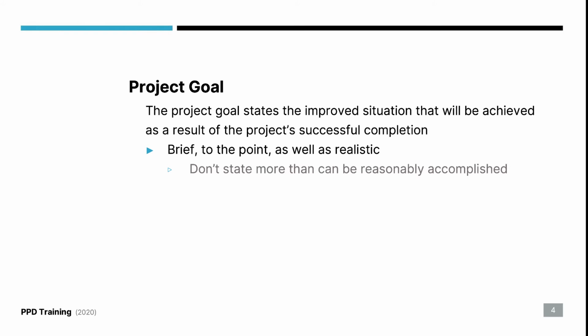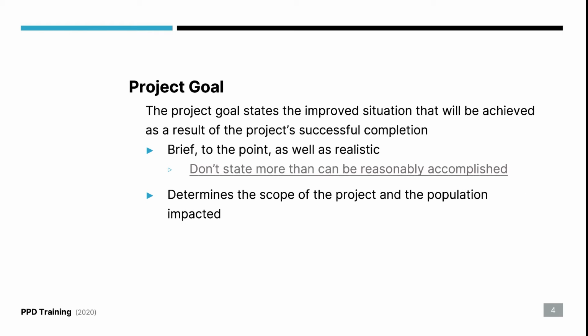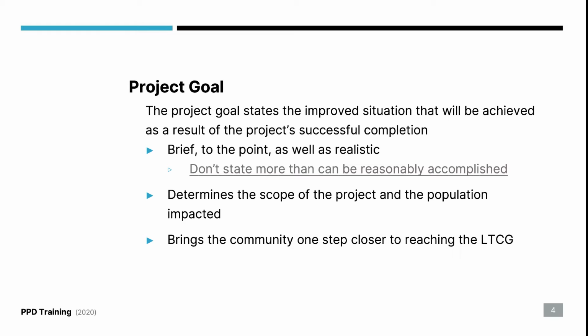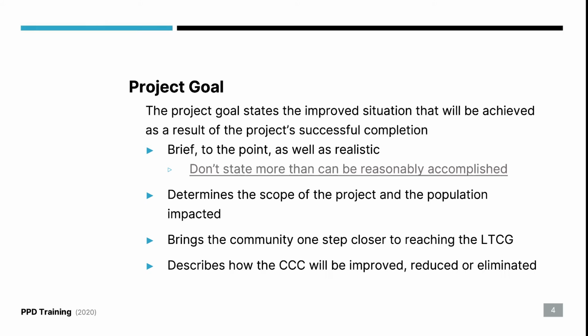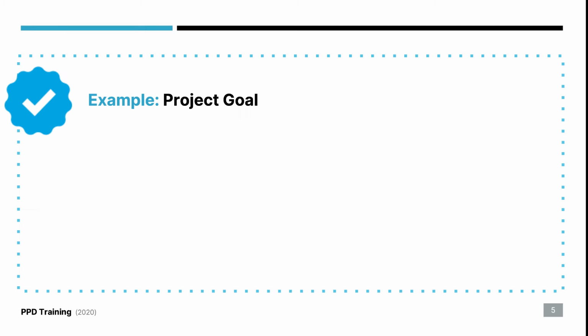We also want it to be realistic, right? So we don't want to state more than your project or your organization can reasonably accomplish. Your project goal should also determine the scope of the project as well as the population impacted. It should also show that it brings a community one step closer to reaching the long-term community goal. It also describes how the current community condition, your problem statement, will be improved, reduced, or eliminated, or how it increases the community's capacity to address that barrier.